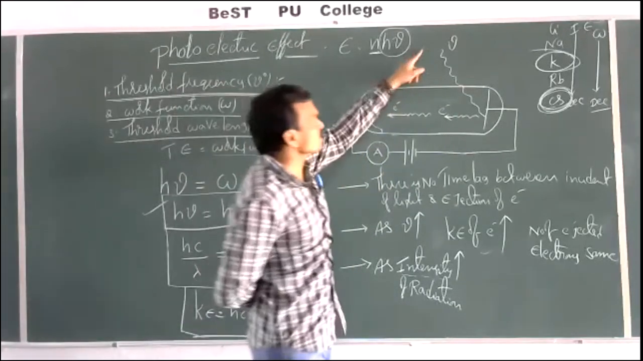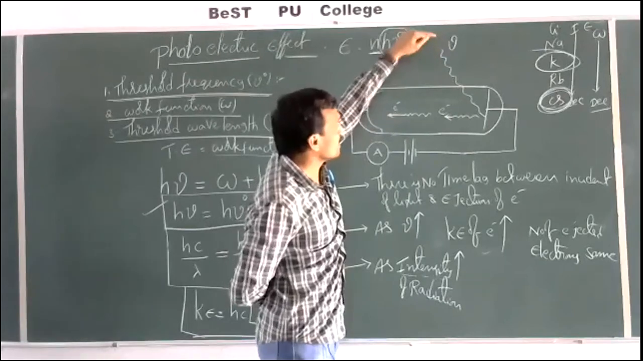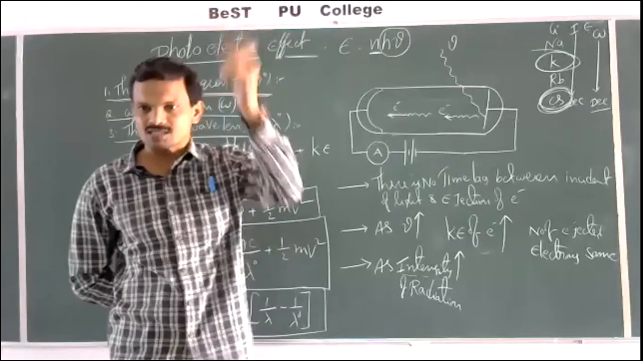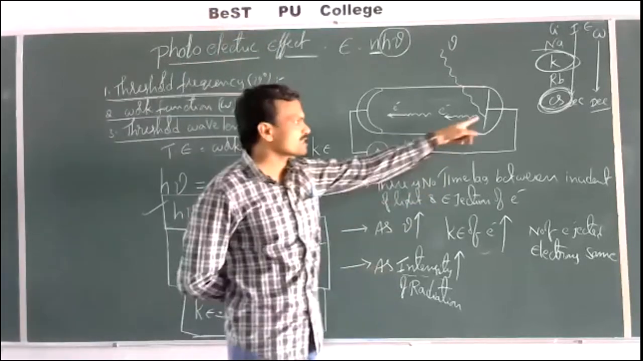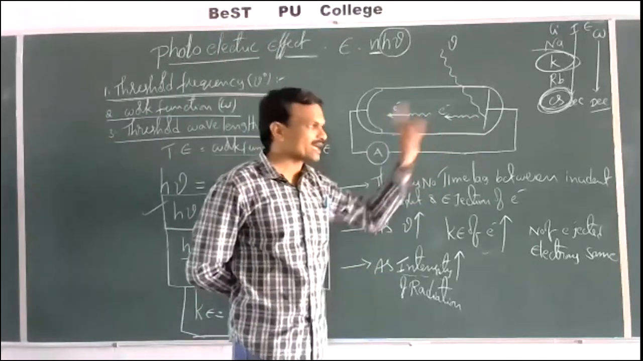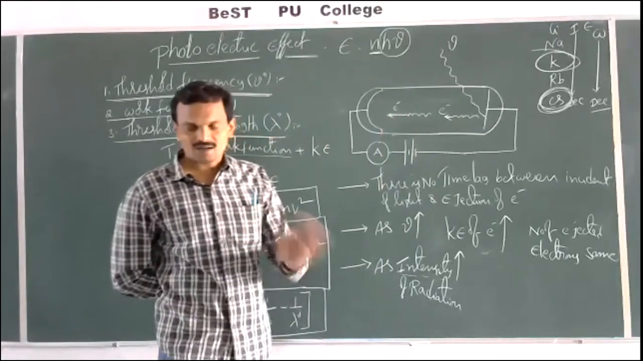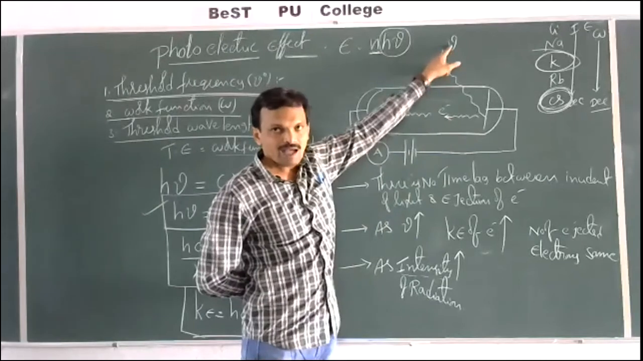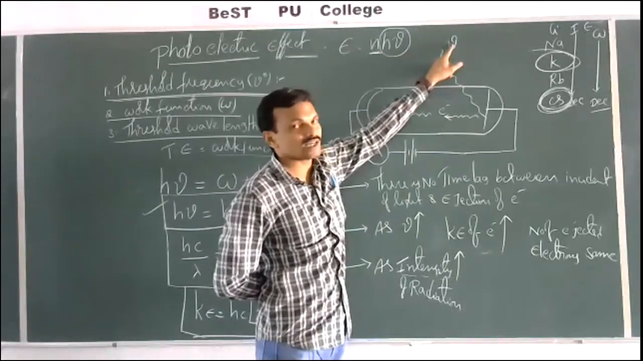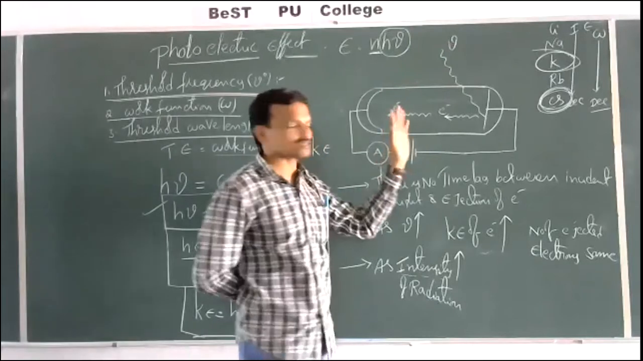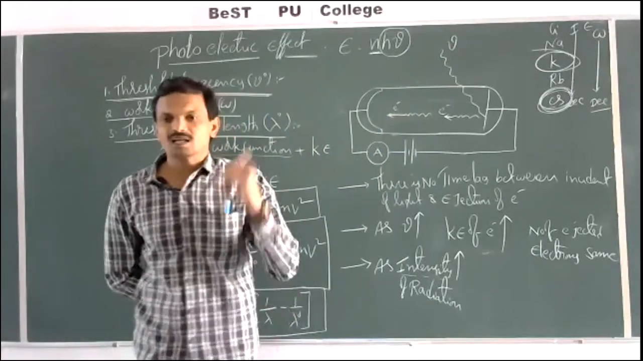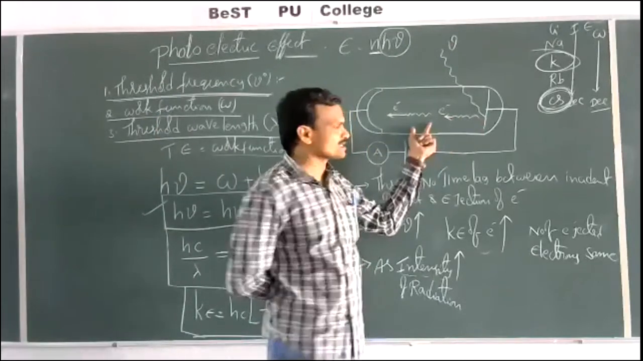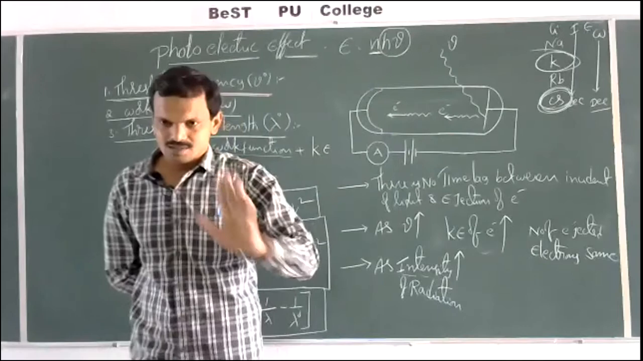If I pass the radiation with the same frequency, but the number of photons is 1 lakh, meaning intensity is increased with the same frequency, then how many electrons will eject? 1 lakh electrons will eject. The number of electrons is increased, but kinetic energy remains the same because frequency is the same. As long as frequency is kept constant, the kinetic energy of the electron remains constant. If you increase the number of photons, the number of ejected electrons increases, but kinetic energy remains the same.